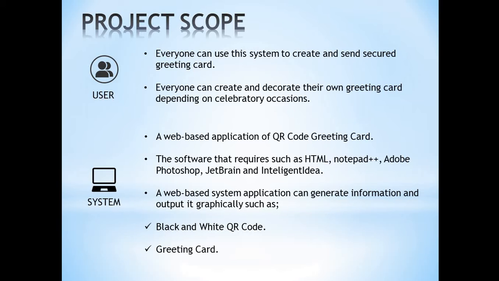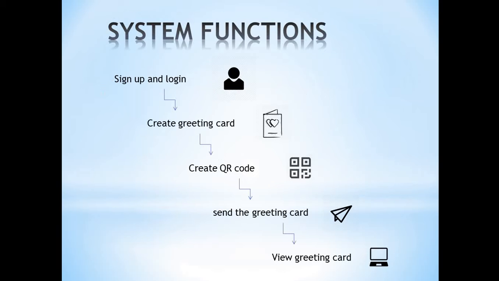For the system scope, the QR code greeting card is a web-based application, and the software required includes HTML, Notepad++, Adobe Photoshop, JetBrains, and IntelliJ IDEA. A web-based application can generate information and output it graphically, such as a black and white QR code and also a greeting card. So we go to the system function.